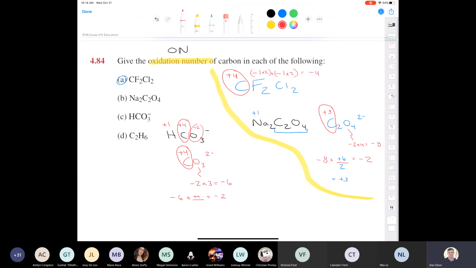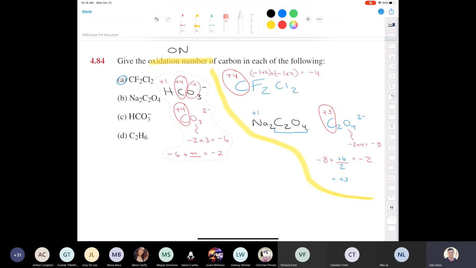Anyhow, I'm really ruining the space here, aren't I? We'll move this one up here, and then there we go. Now we've got all kinds of room to solve the last one, which is C2H6.